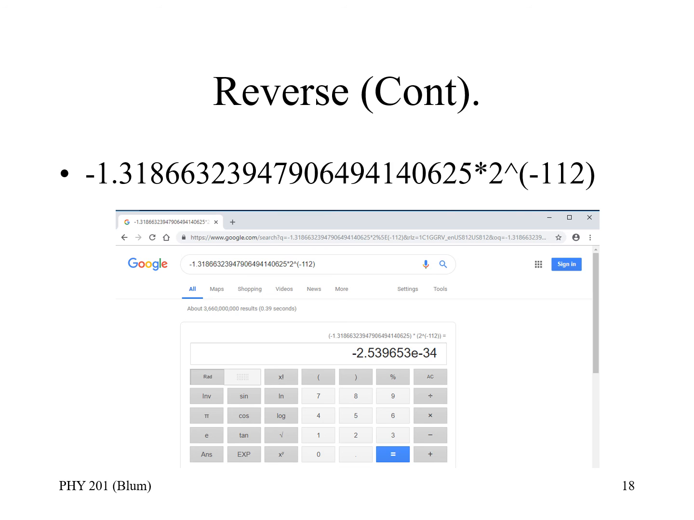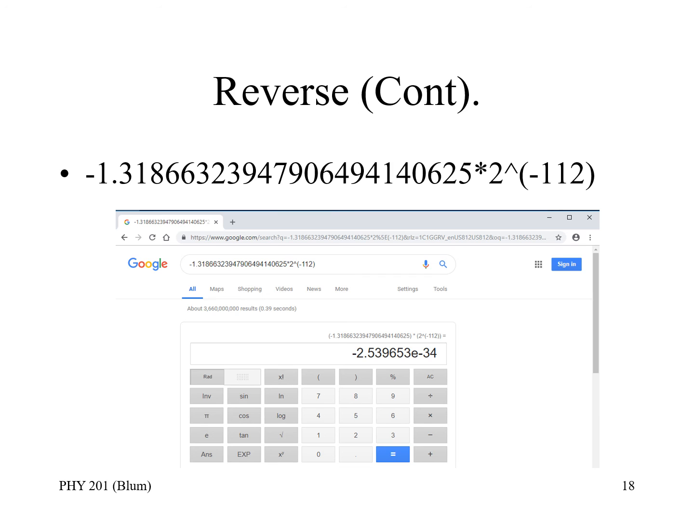The overall number was negative, so that's the minus sign out front. The Mantissa gave us this 1.318, etc. And then we multiply that by 2 raised to our unbiased exponent, which was minus 112. And so here I'm using Google as a calculator. I put those pieces together and put it into Google, and the calculator popped out a number in scientific notation. So E is the calculator's version of scientific notation, so that E minus 34 corresponds to times 10 to the minus 34. And so I've got my number now in scientific notation.